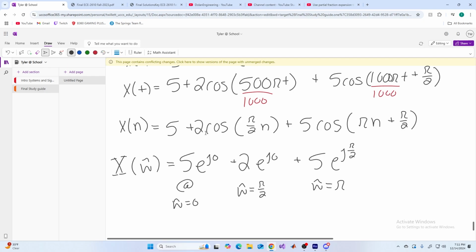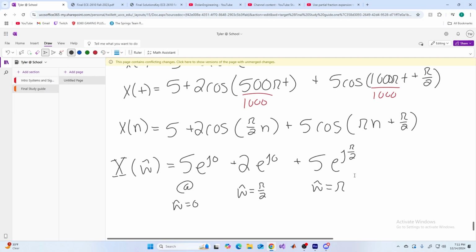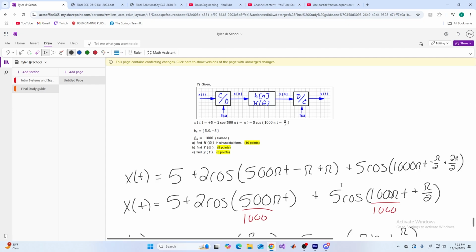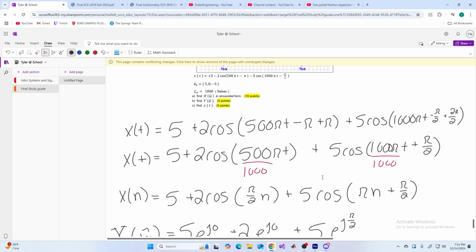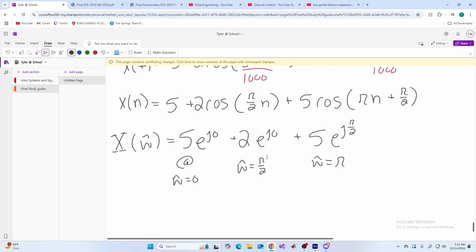Okay, what I want you to realize is this w hat equal to 0 is our DC component, and there is no phase associated with it. That's why we have e to the j0. This, we have 2. This is our w hat, pi divided by 2. There is no phase associated with it, so we have e to the j0. Then we have 5 cosine, with pi divided by 2 as our phase, and this is at pi. Let me double check, make sure everything is correct. Perfect. Now let's start working on part A of h sub w, or h sub w hat.